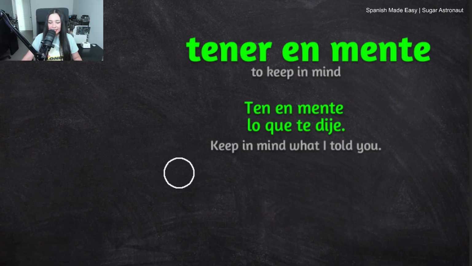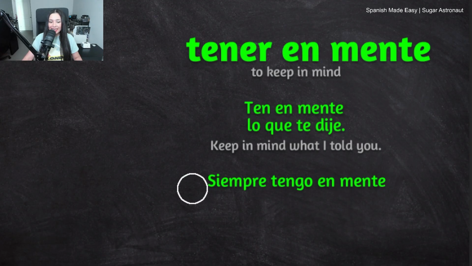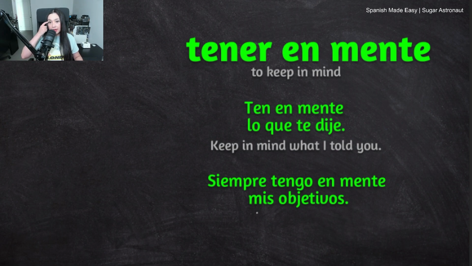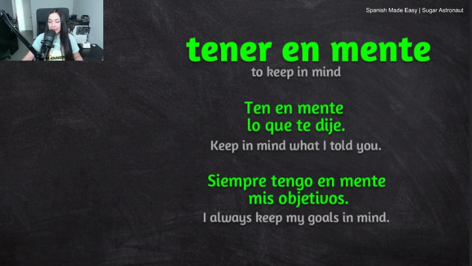The next one is siempre tengo en mente mis objetivos. Siempre tengo en mente mis objetivos. And that means I always keep my goals in mind. Okay, so let's break this down. Let's see how this sentence works.